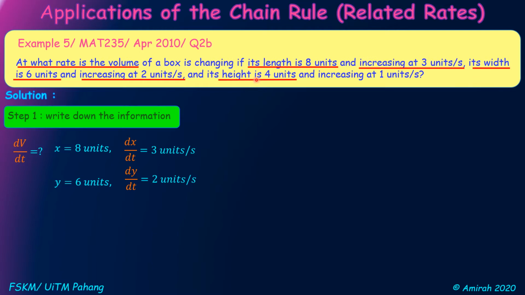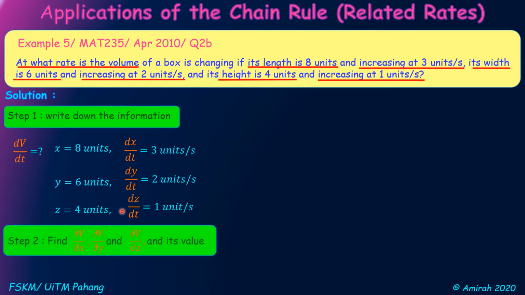And then height is 4 units, so we can write z equals 4 units, or maybe we can write h equals 4 units. And increasing at 1 unit per second. Increasing means positive, so dz over dt equals positive 1 unit per second. Alright, and then we can continue with step 2.